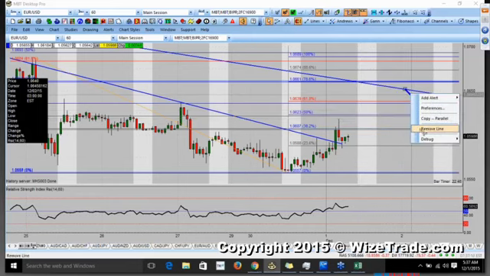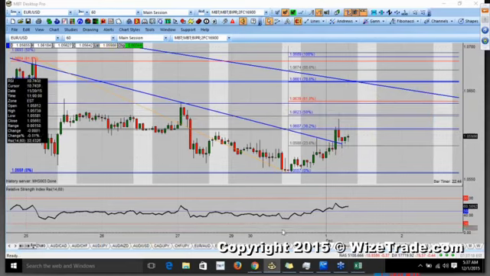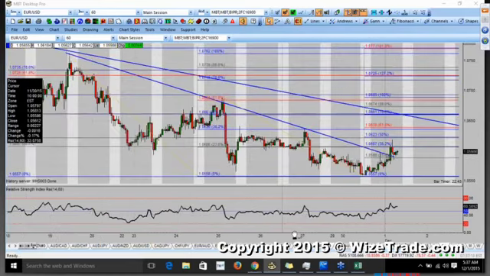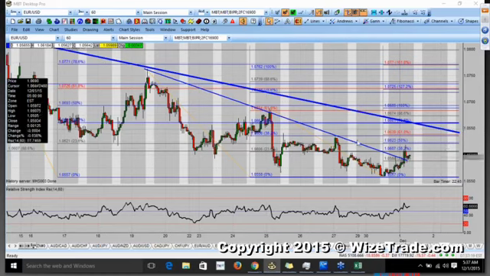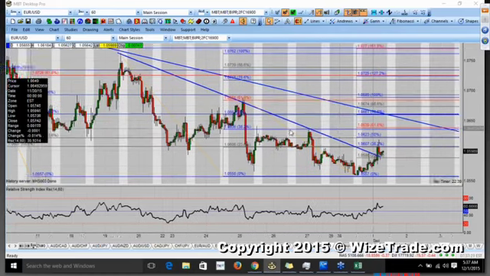Let's remove that for a second. This is where the euro is going to be capped, somewhere through here. Let me grab this blue line.